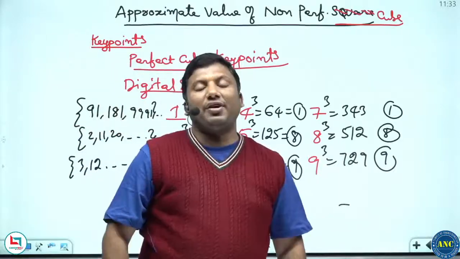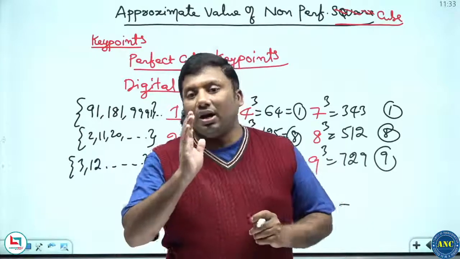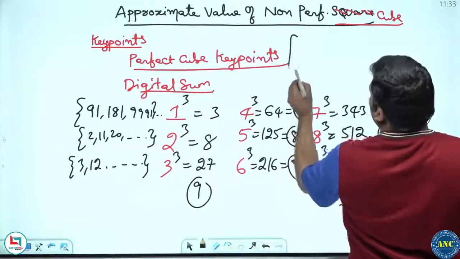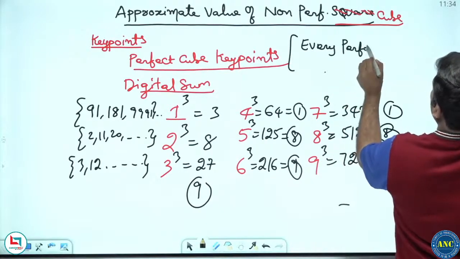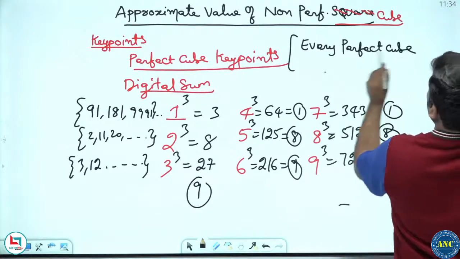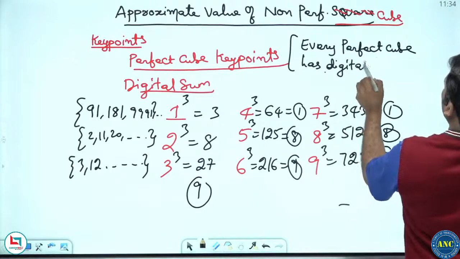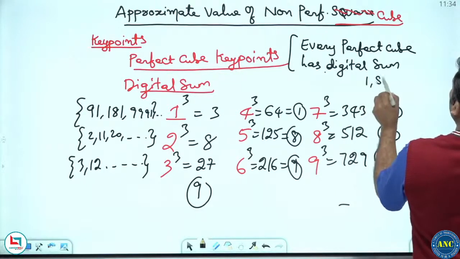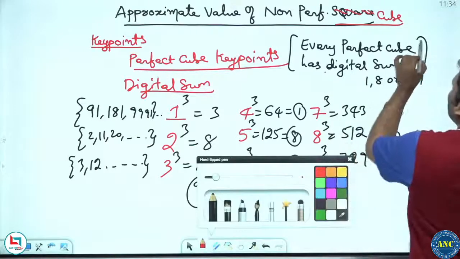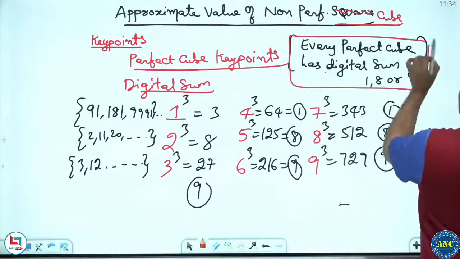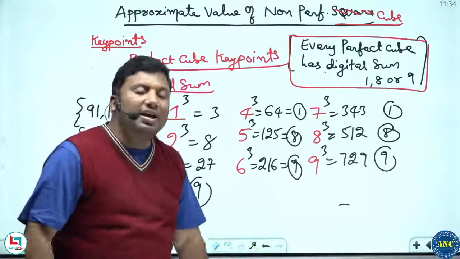If the number is a perfect cube, then the digital sum of that number will always be 1, 8 or 9. We will write down that point. Every perfect cube has a digital sum of 1, 8 or 9. The reverse may or may not be true. If a number is a perfect cube, then the digital sum of that number will always be 1, 8 or 9.